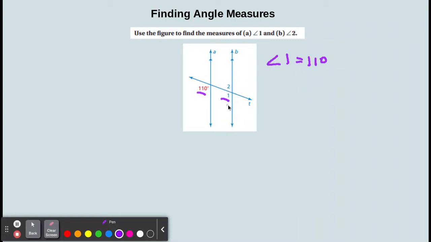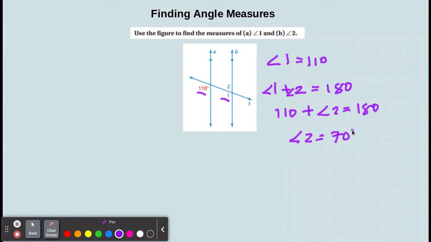Now, angle 2 and angle 1 lie on a straight line, so they are supplementary angles, meaning that angle 1 plus angle 2 has to equal 180 degrees. So, if we know that angle 1 is 110, and we have to add it to angle 2 to get 180, then that makes angle 2 must be 70 degrees.